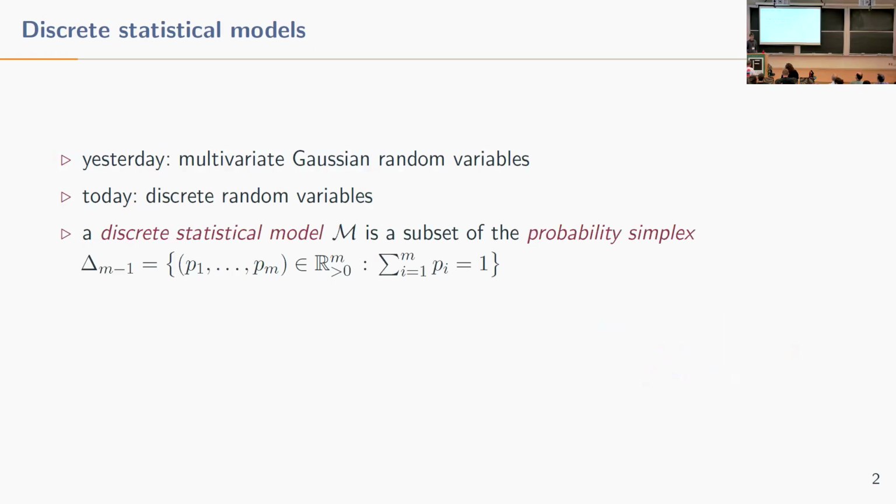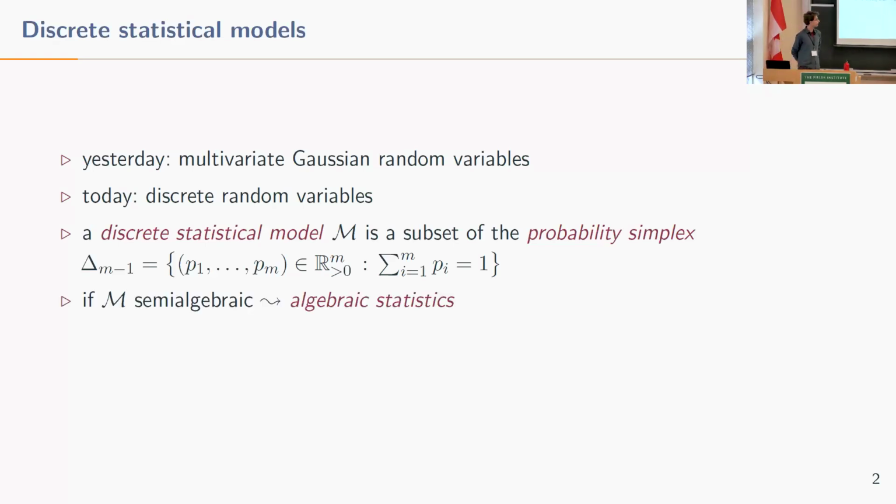So what is a discrete statistical model? A discrete statistical model is a subset of the probability simplex. The probability simplex, the m-1 dimensional simplex, is just the points in the real positive orthant such that they sum up to 1. So we can think of a point in our model as representing a probability distribution. Every coordinate is positive, and summing up to 1 makes them a probability distribution. So far, so good. And now, if M is semi-algebraic, we win, and we are in the realm of algebraic statistics.